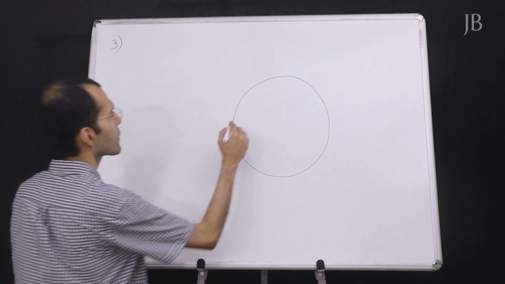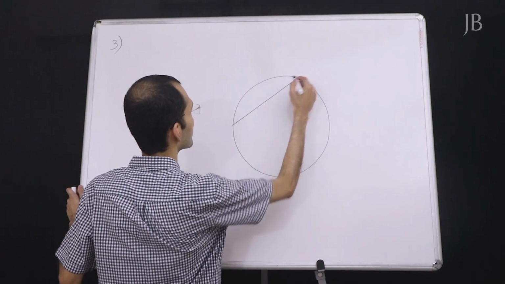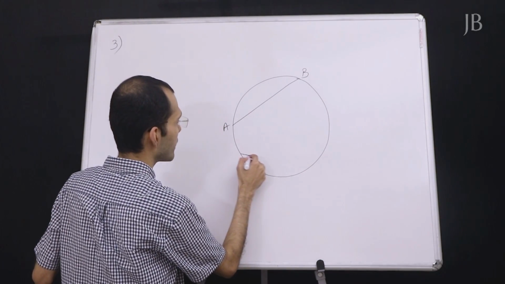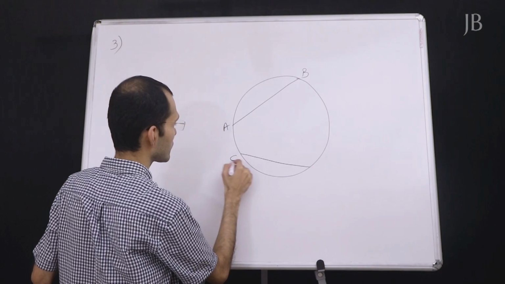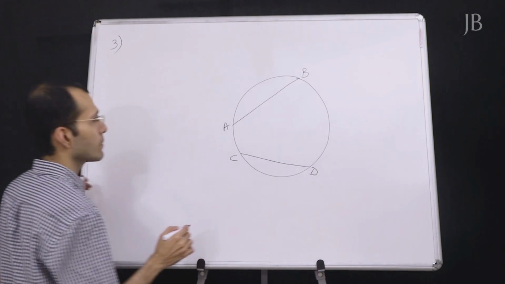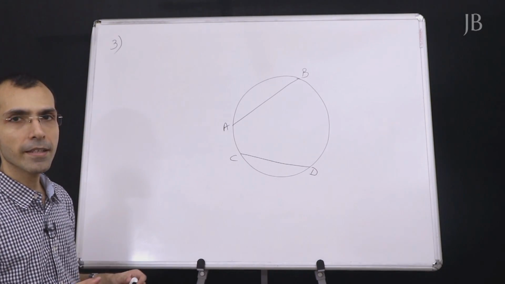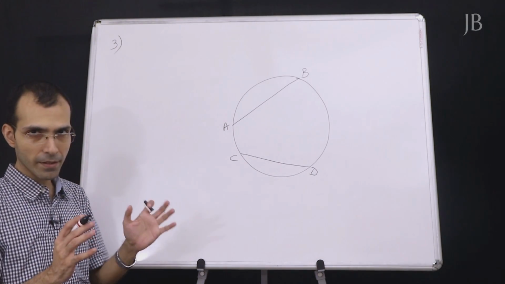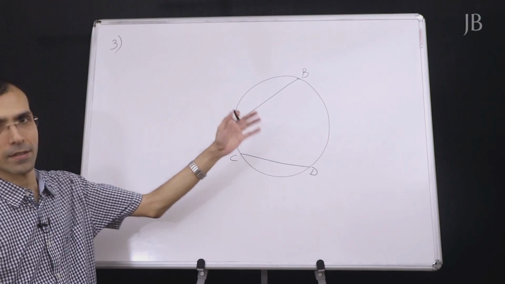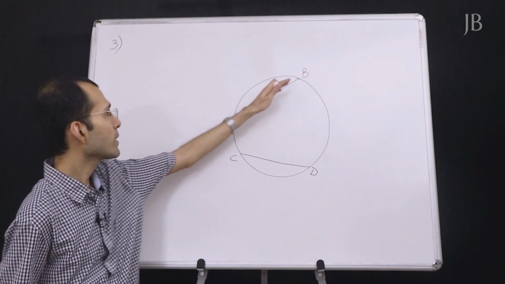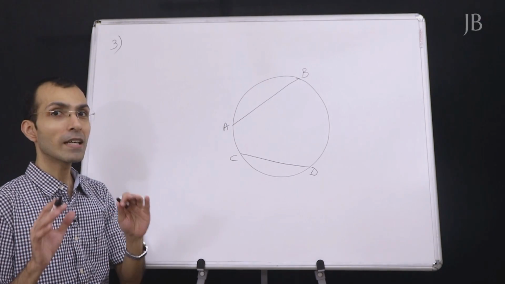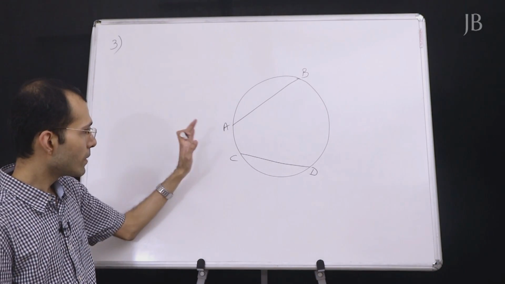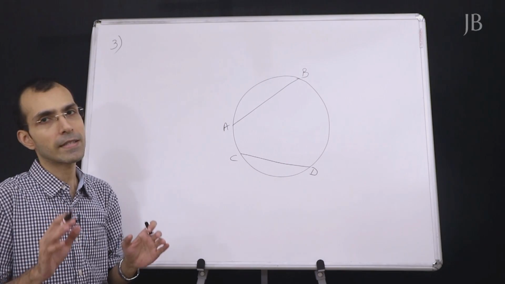Circle, two chords AB and CD. But the speciality is that AB and CD here are to be taken equal. So equal chords. I reiterate, AB and CD are two equal chords. So if AB is say 7 centimeter, CD is also 7 centimeter.